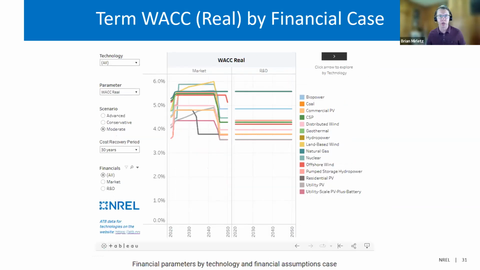And similar story with the weighted average cost of capital. Generally, equity is more expensive than debt. And so as those debt fractions go down, the cost of capital is going to increase. So, you see that high line going for land-based wind on the left side, and then things come down as the amount of debt increases again once the tax credits phase out.